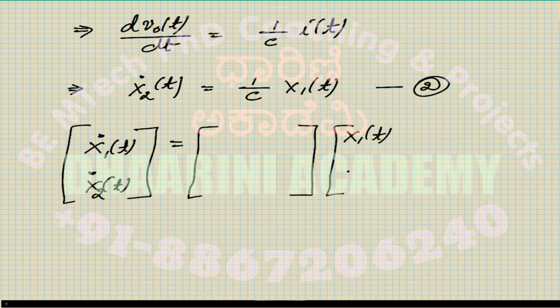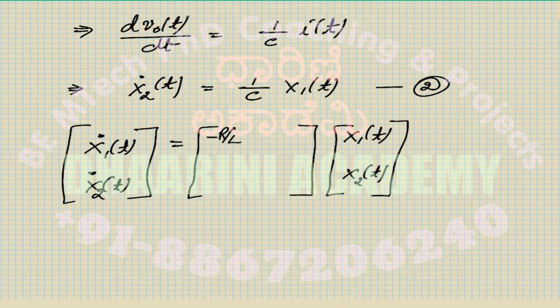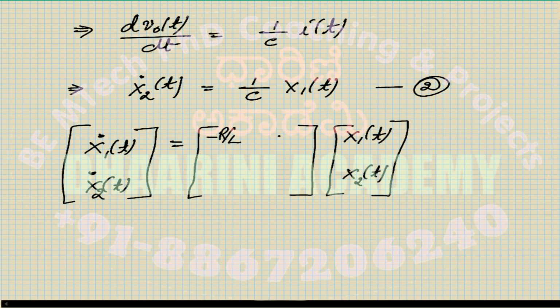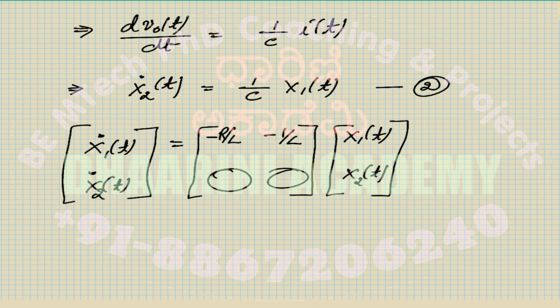X1 of t and x2 of t represents our x of t. X of t is the state vector. So something into x1 and something into x2 should come. So first element, that is minus r by l, gets multiplied with x1, correct? Whenever we multiply the two matrices, that's the format. So this is minus 1 by l into x2, right? Similarly, look at the second equation and can you tell me what I should write here and here? Two more values I want.